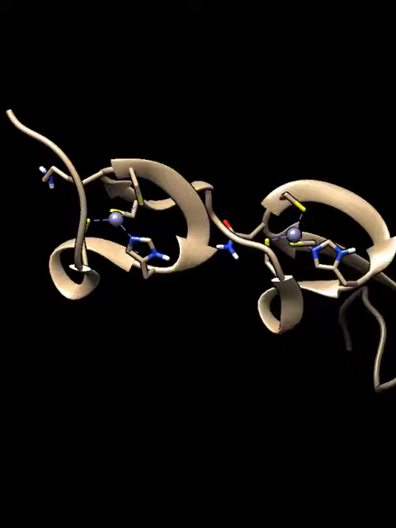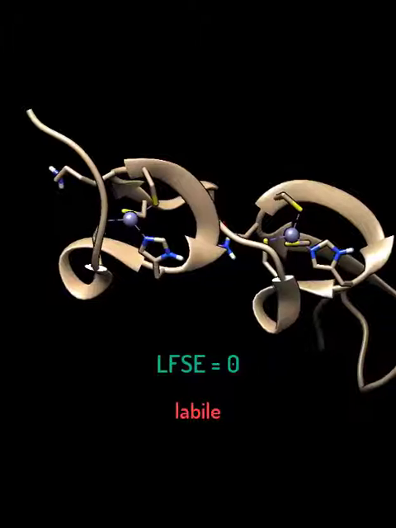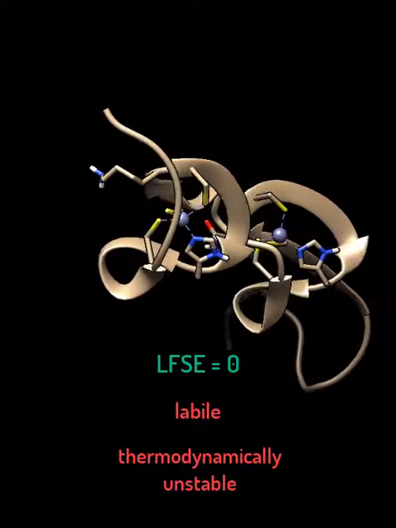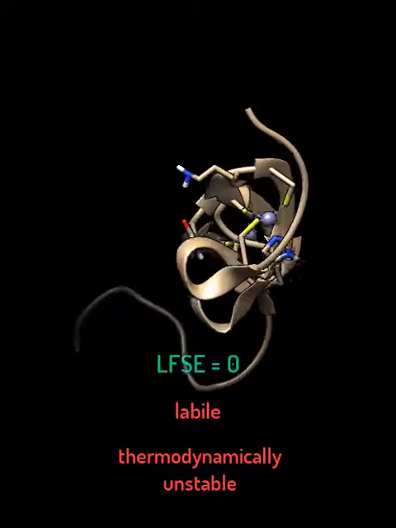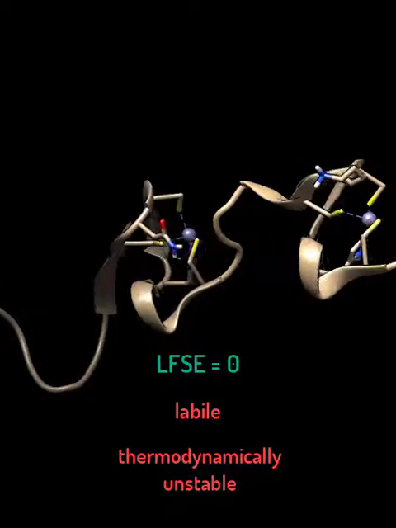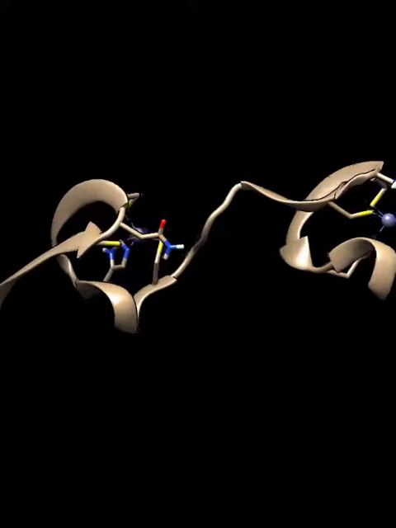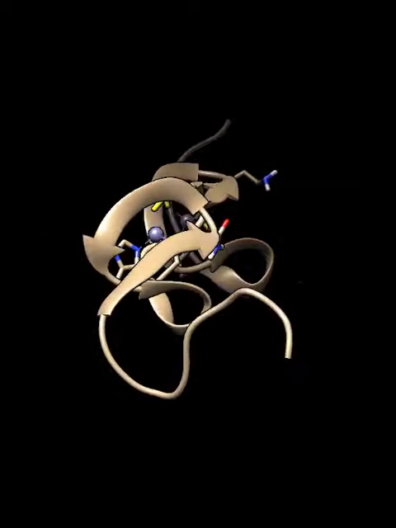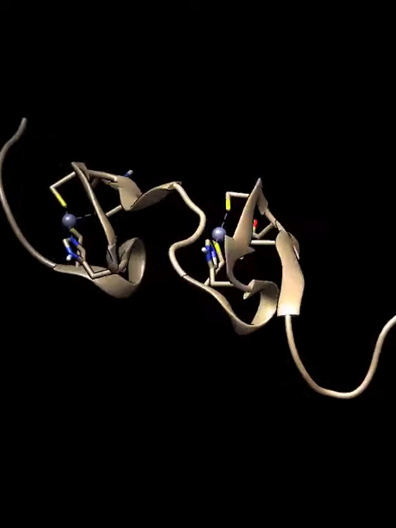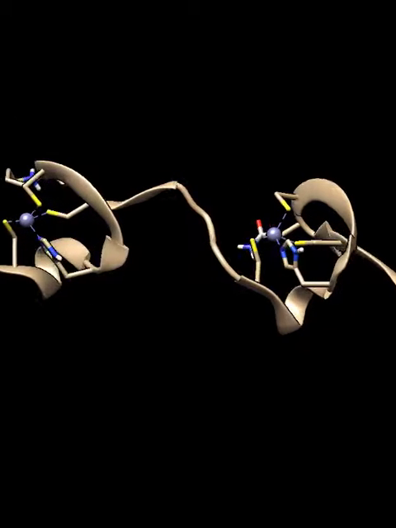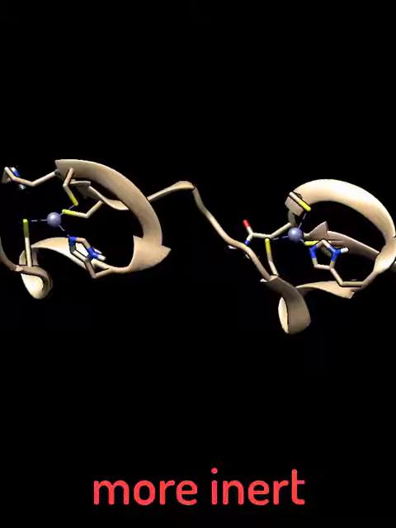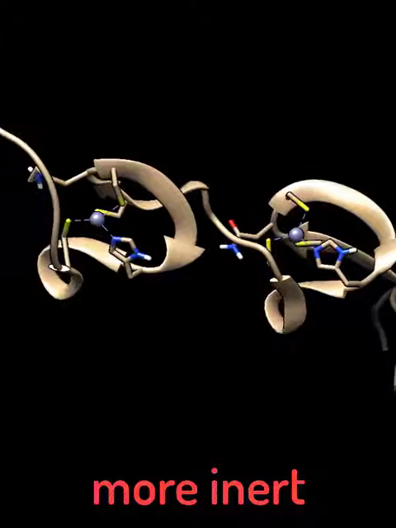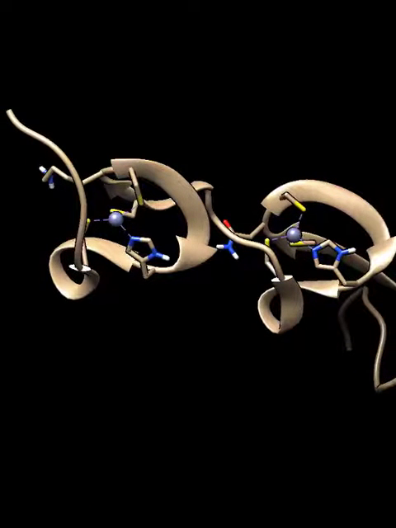Within the HIV-1 nucleocapsid protein, as previously mentioned, there is an LFSE of 0. It would be expected that the molecule would be labile and thermodynamically unstable because the zinc 2+ ion lacks the stability of the lower orbital electrons. However, within this molecule, it is understood that the +2 charge of the zinc 2+ metal ion allows for strong electrostatic interactions with the negatively charged ligands, resulting in the metal complex adopting more inert qualities compared to a zinc 2+ metal complex with more neutral ligands.